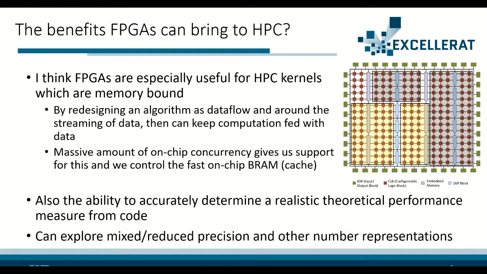and we'll see this a little bit later in the talk. Another big benefit, I think, is the ability to accurately determine realistic theoretical performance that you can get from the code. You know what CPUs and GPUs are like. With a black box microarchitecture, you really never know exactly how it's going to run. But absolutely on the FPGA, because we're right down at that lowest level, we've got that knowledge. And also mixed and reduced precision. I'll talk about that again later on.